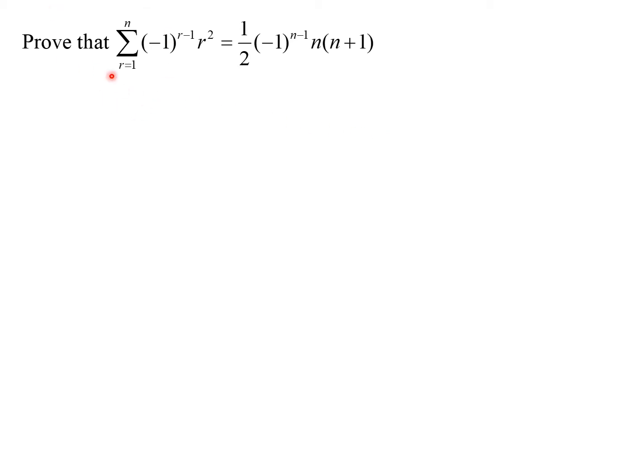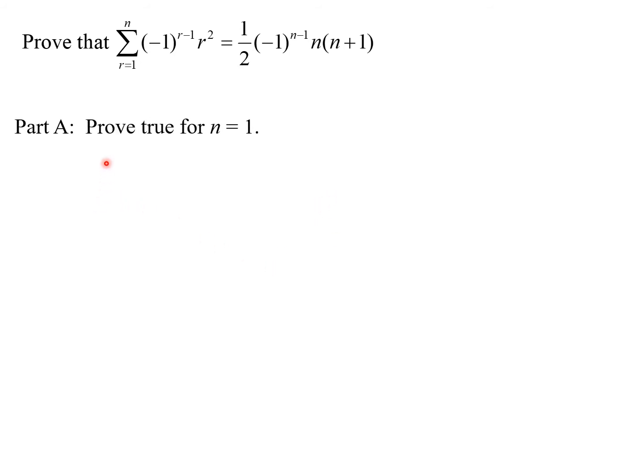So next, that's the next example of induction. Prove that the sum from 1 to n of negative 1 to the power of r minus 1 multiplied by r squared is equal to the function on the right. Okay, so this one is also proved by induction, so you need to use the three successive values of n being 1, n being k, and n being k plus 1.